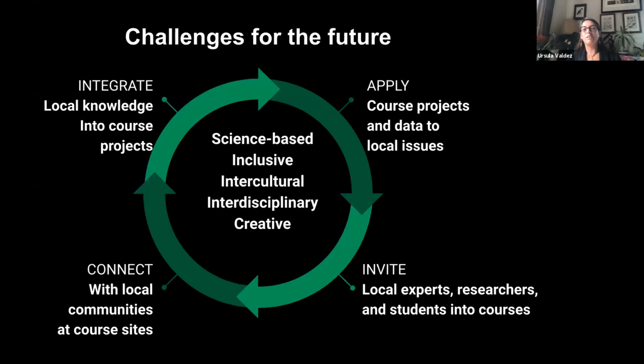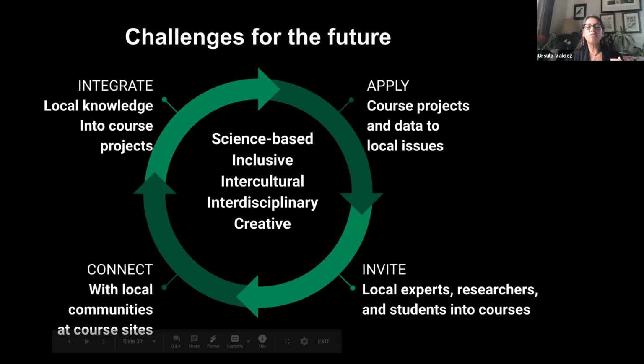Great. So, we could continue talking more, but we have so little time. These are just a few examples of some of the different things that we have incorporated in our courses. So what about the future? Obviously, we want to maintain the strong science-based courses that are inclusive, intercultural, interdisciplinary, and creative, and work in a system that integrates all, to apply this knowledge into local issues, invite local experts and different resource people, students, and all the different opportunities.